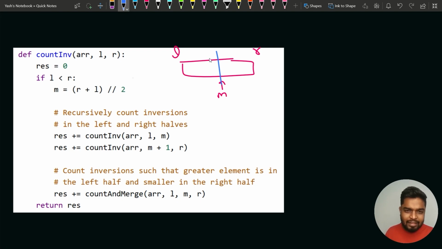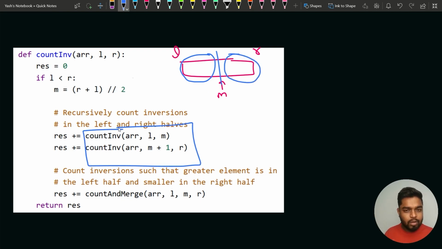What happens is, we apply the same approach on the left half from L till M, and on the right half from M plus 1 till the end of the array. So that is what we are trying to do. We call the count inversion function, because we are trying to sort, as well as count the number of inversions in the left half, and sort and count the number of inversions in the right half.